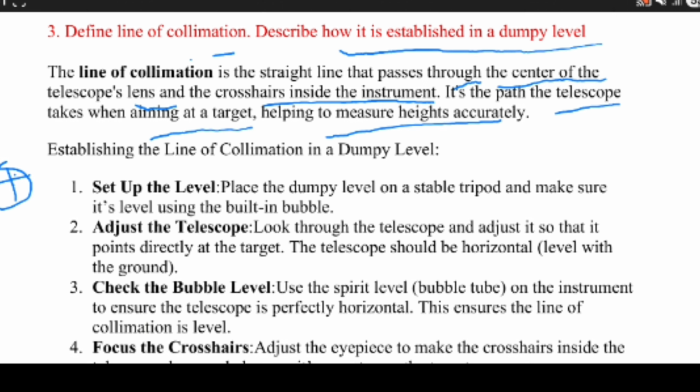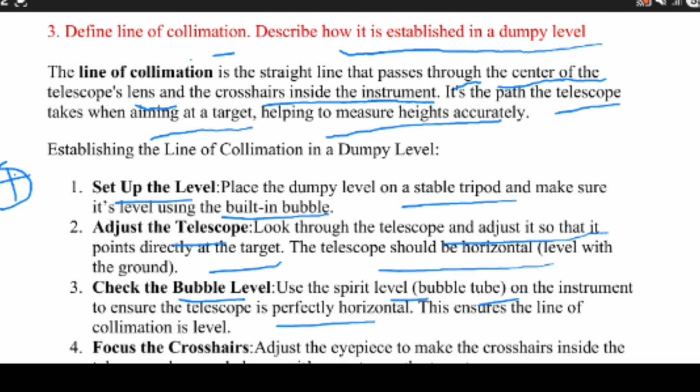How do we establish the line of collimation in the dumpy level? First you have to set up the leveling procedure. Place the dumpy level on a tripod. Make sure the bubble is at the same level, that you have to check. Based on that, you have to adjust the telescope. Look through the telescope to adjust it so that the point is directly targeted, and the telescope should be horizontal to the ground surface. Next, check the bubble level. Use the spirit level; a bubble tube will be there in the instrument.